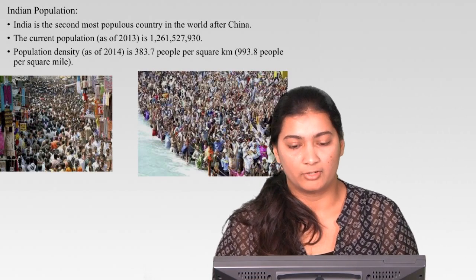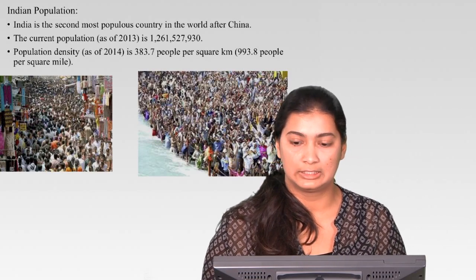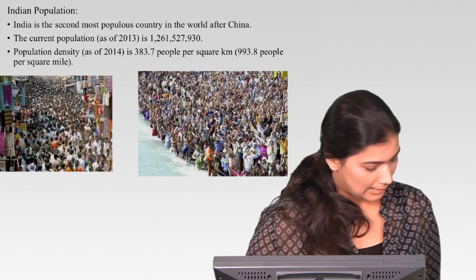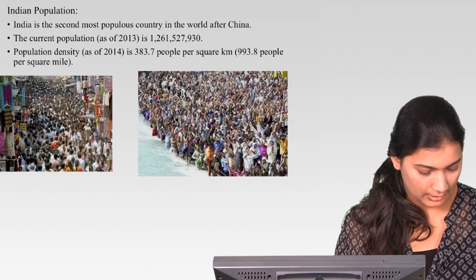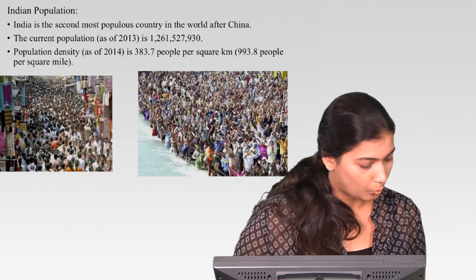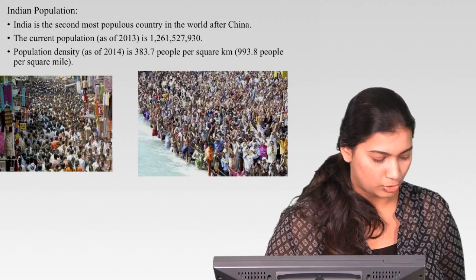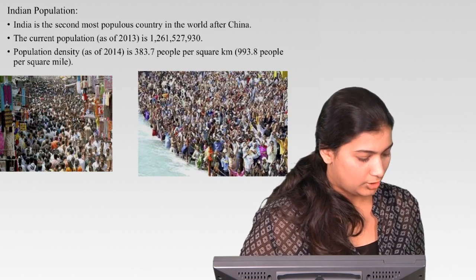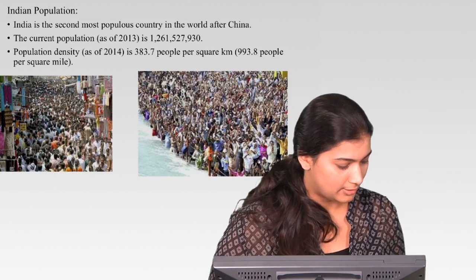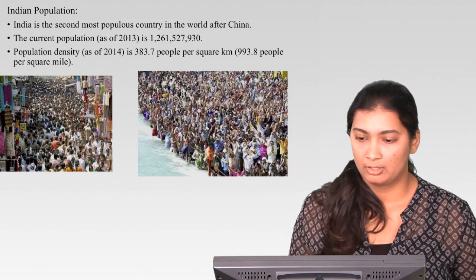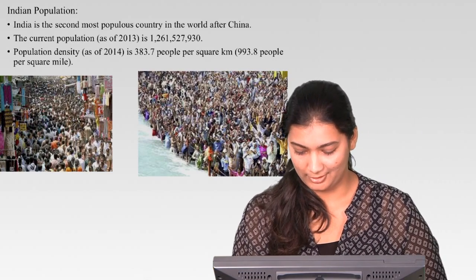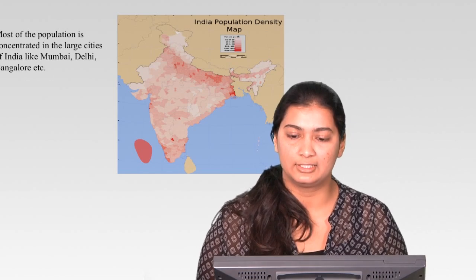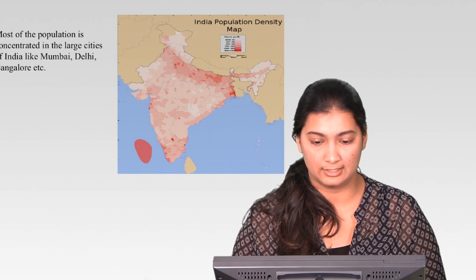To give a comparison, it is 993.8 people per square mile. And it contains about 130 million less people than China as of 2014. India's population makes about 17.5% of the world's population. So as you can see in the pictures, it's quite a lot. So this is the map of the population density in India.